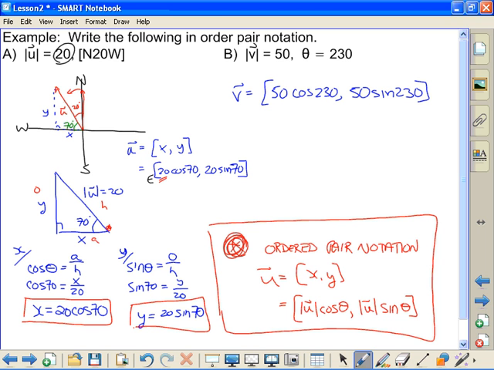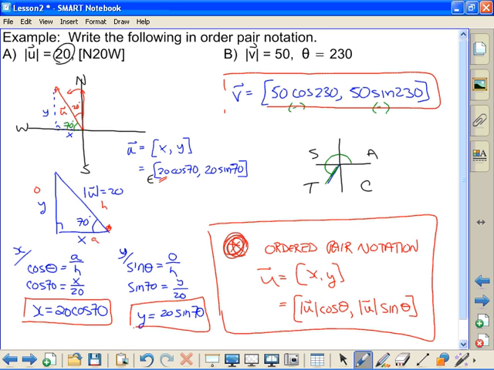Now some of these are going to be positive and negative values. And that comes from your CAST rule. This is an afterthought. Okay, 230 degrees happens over here. So tan's positive. So both of these coordinates would be negative, which tells me that those values would be turned into a negative value. So that's how you end up with something in quadrant 3. Okay? But that's the answer. Final answer is this right here. You don't have to go any further than that.